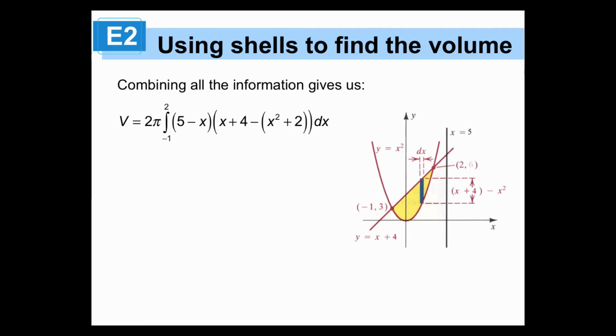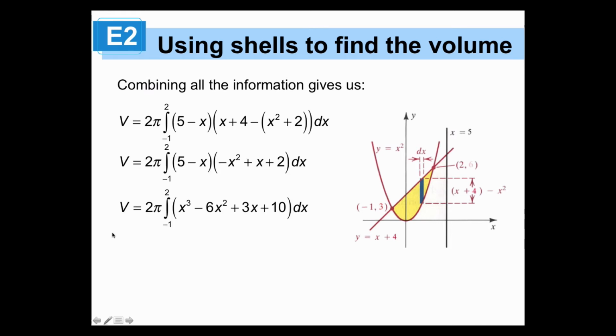Let's suppose you don't have a calculator. How do you solve that integral? Cry. Okay, the realistic answer. Multiply everything out. Simplify this stuff inside, you'd get negative x squared plus x plus 2. Multiply that monster by 5 minus x. And then take the integral of each of those parts. So I did that, and then I got to that.